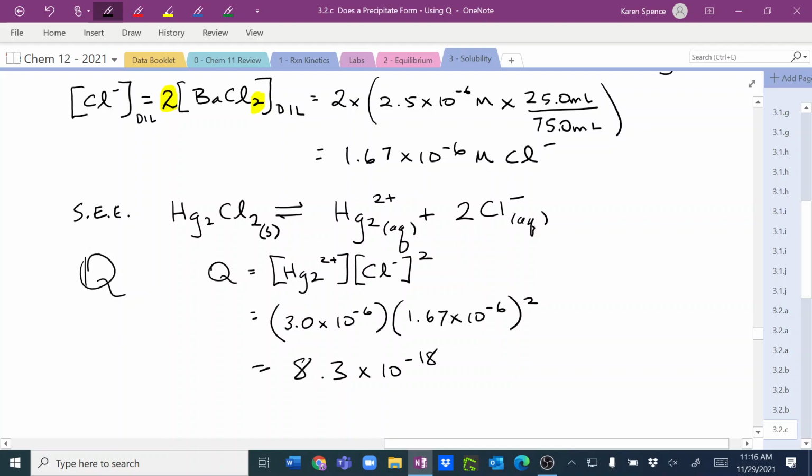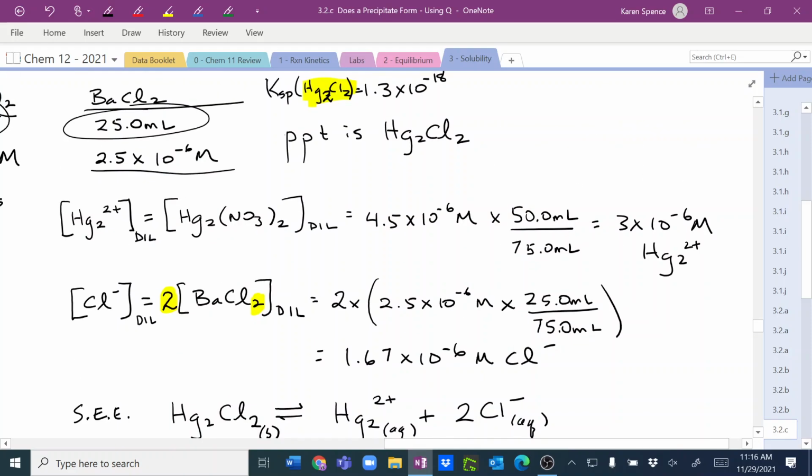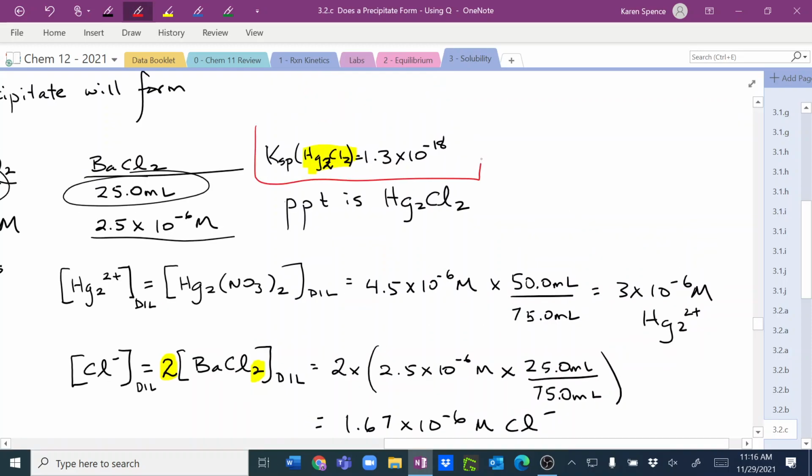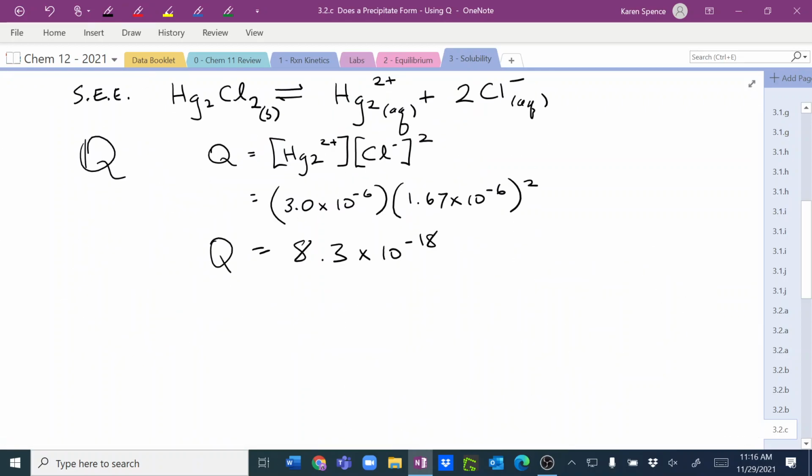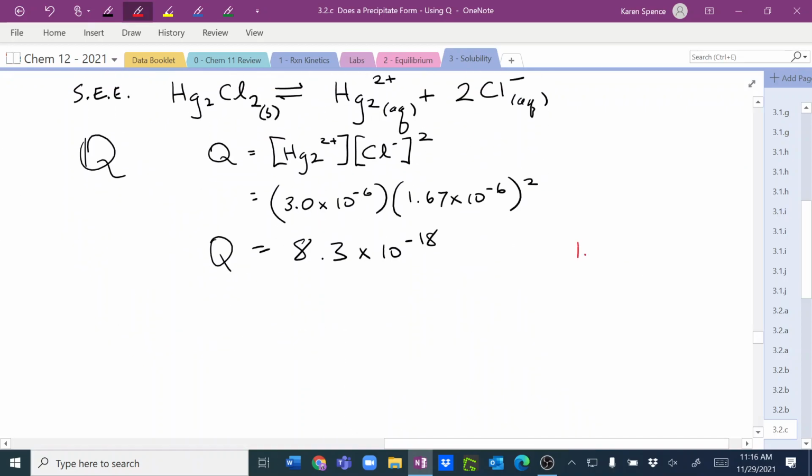This weird little compound is not on our table of Ksps because it's not a common one, and our table only has the most common ones. So we have to go back up to our question and see that it's 1.3 times 10 to the negative 18. That is our Ksp. And we get, well, let's see. Ooh, it's bigger. And if Q is bigger than Ksp, a precipitate will form.